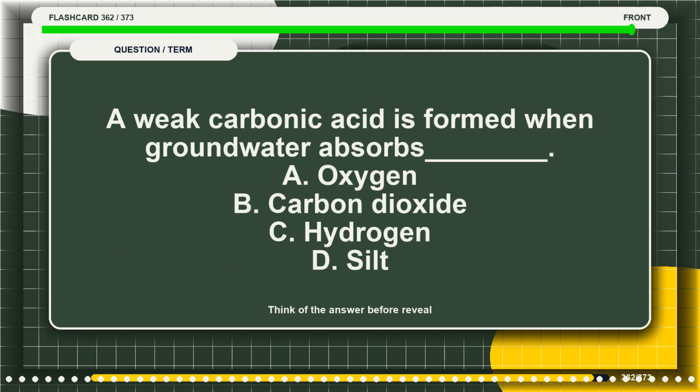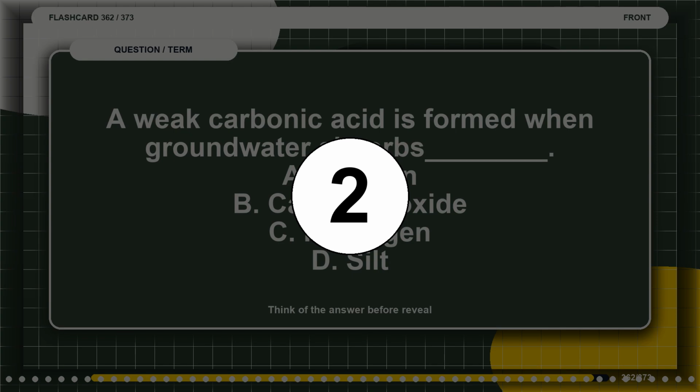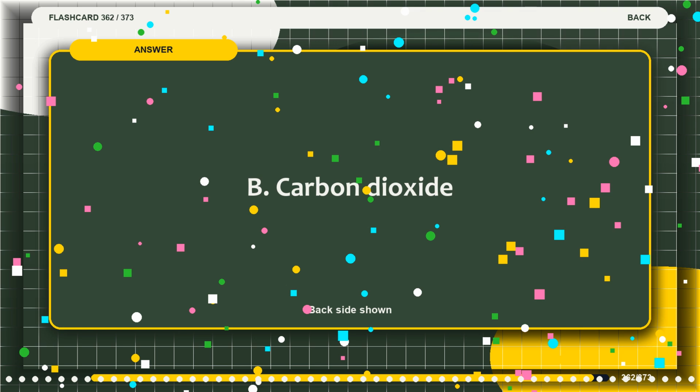Flashcard 362. A weak carbonic acid is formed when groundwater absorbs blank. A. Oxygen. B. Carbon dioxide. C. Hydrogen. D. Silt. Think of the answer before the reveal. The answer is B. Carbon dioxide.